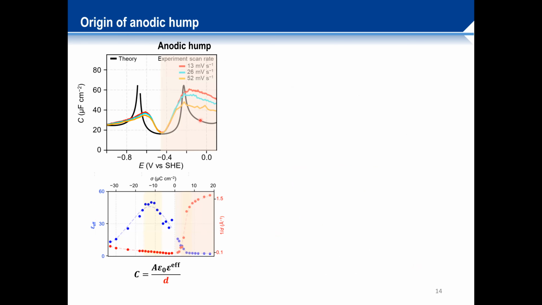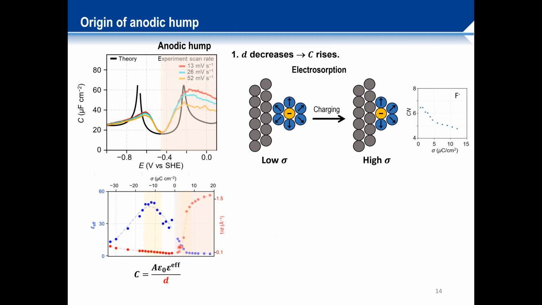For the anodic hump, we found that inverse D, shown as the red curve here, dramatically increases, which means the distance decreases. This is because of the phenomenon called electroadsorption. Once we charge your electrode with a positive charge, the fluoride anions start to accumulate while preserving the hydration shell. But after a certain moment, they start to lose their hydration shell and get stuck onto the surface, which is called the electroadsorption behavior. And this decreases the charge separation distance pretty dramatically. This increases the inverse D so that it increases the capacitance.